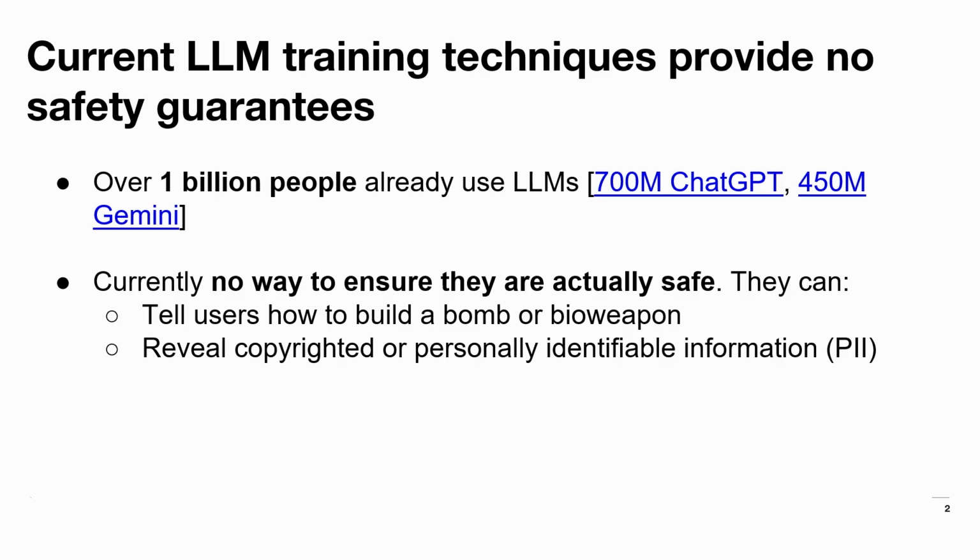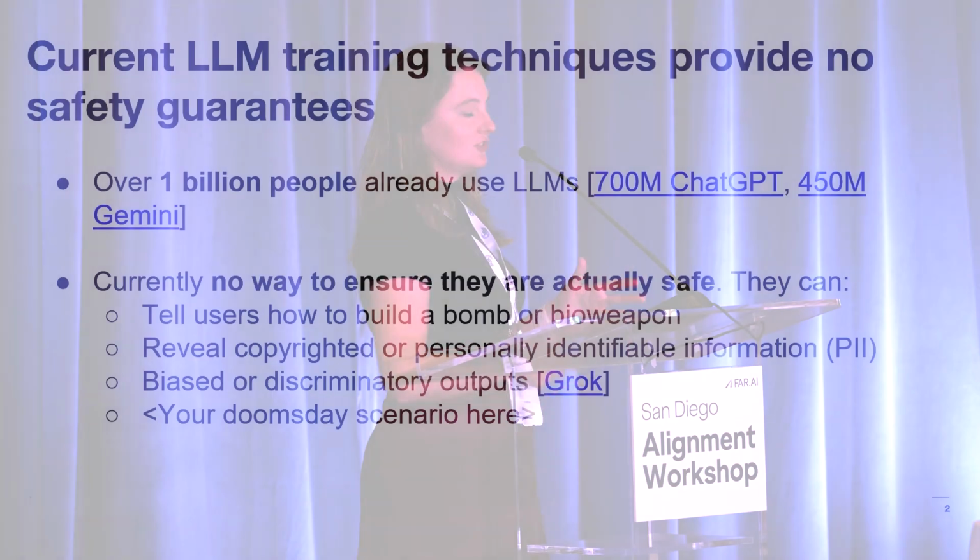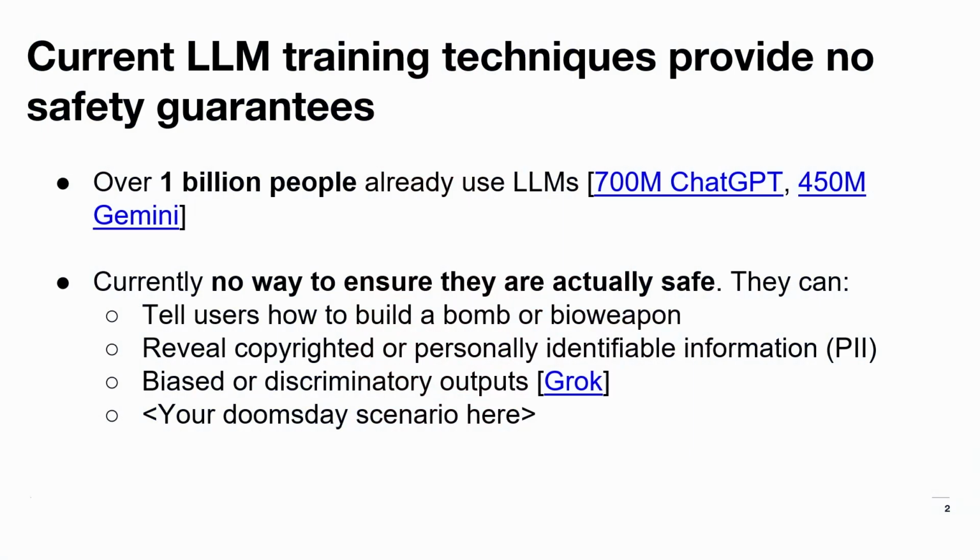And we actually see large-scale incidents of models giving biased or discriminatory outputs, which can be very economically damaging to these corporations as well. So imagine your even more complicated doomsday scenario. We actually have no way currently of preventing this, which seems bad.